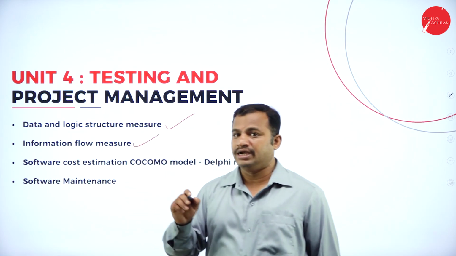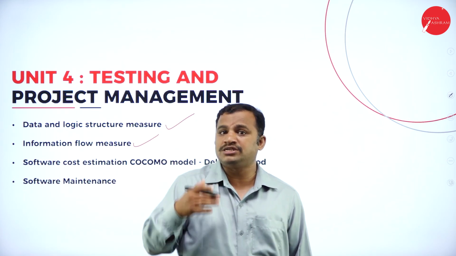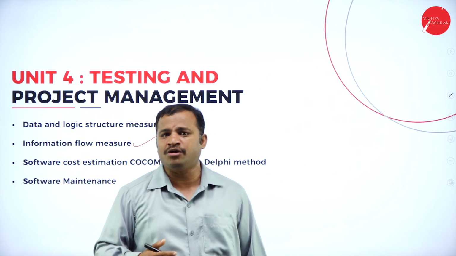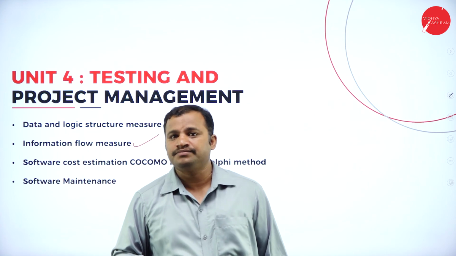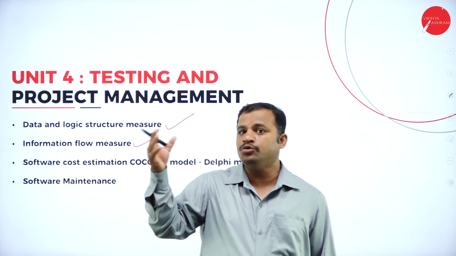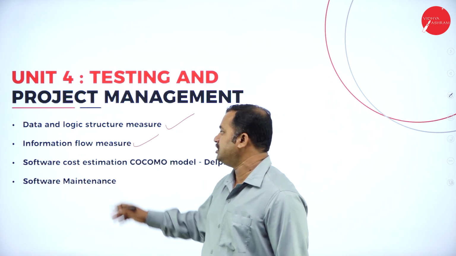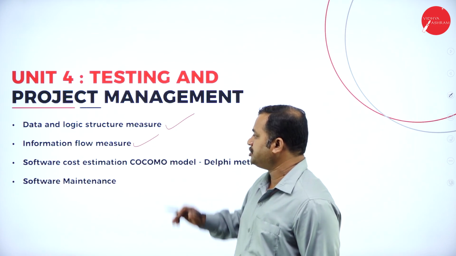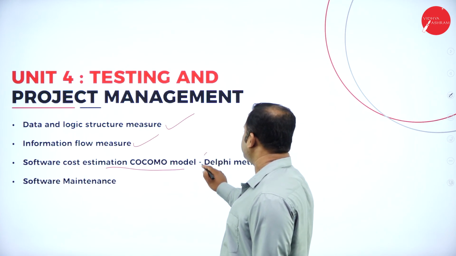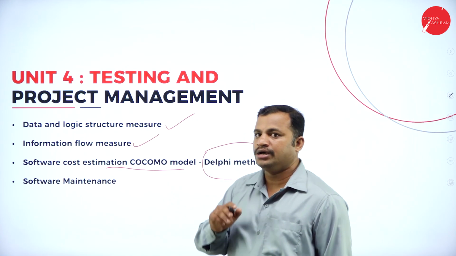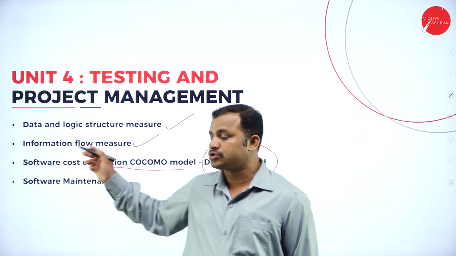Information flow measure, that is the data when it moves from one module to another. What is the complexity of that? Are there any errors coming out of that? What has to be the solution for that? How the data must be processed when it moves out of one module to another module. All those things are considered here in case of information flow measures. Software cost estimation, COCOMO model. You will learn the Delphi method model, wherein you will learn how the cost estimation is charged to a client based upon this COCOMO model.